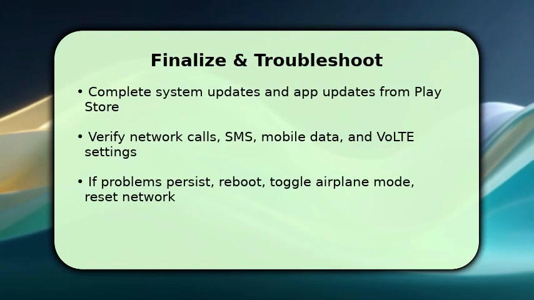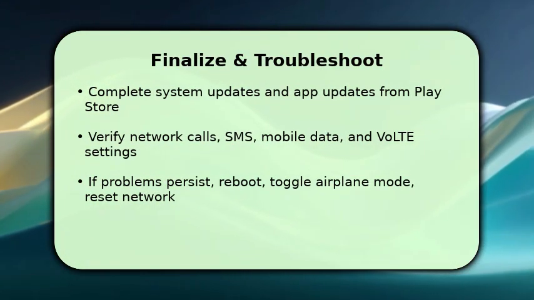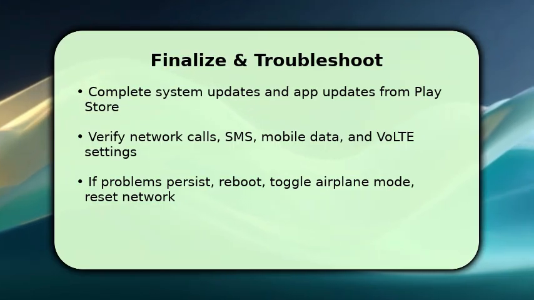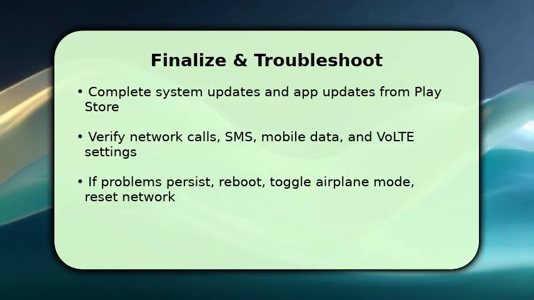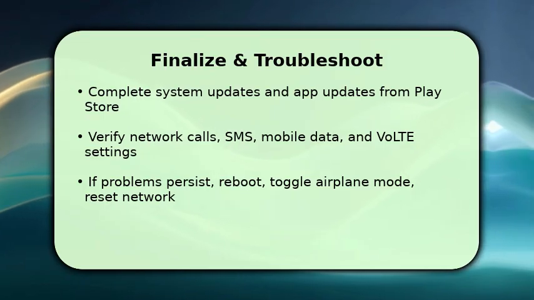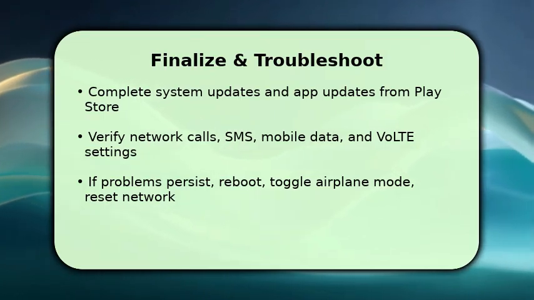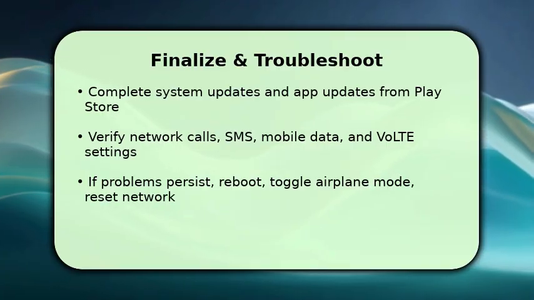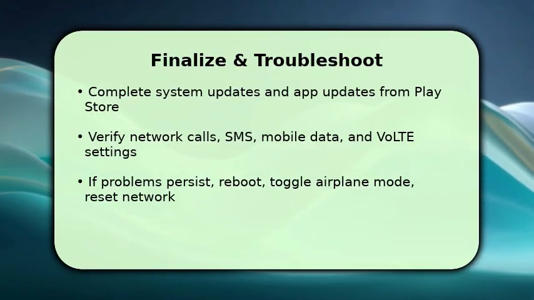You finish by installing system and app updates. This fixes many connectivity bugs. Then verify voice calls, SMS, and mobile data. Enable VoLTE, LTE if your carrier supports it to improve call quality. Make sure Bluetooth devices reconnect and Wi-Fi auto joins trusted networks.